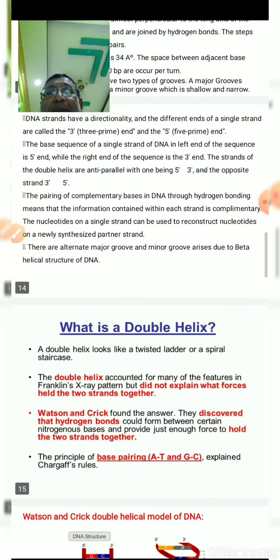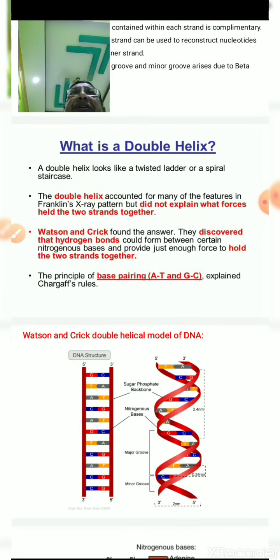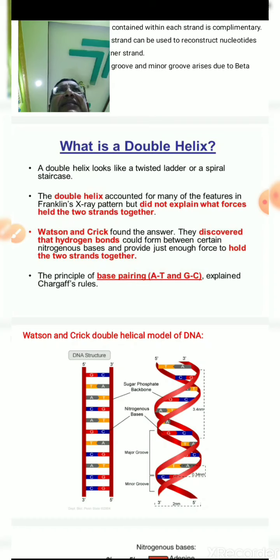Now, what is a double helix? A double helix looks like a twisted ladder or a spiral staircase. Twisted ladder means jokhola, or spiral staircase, shiri.